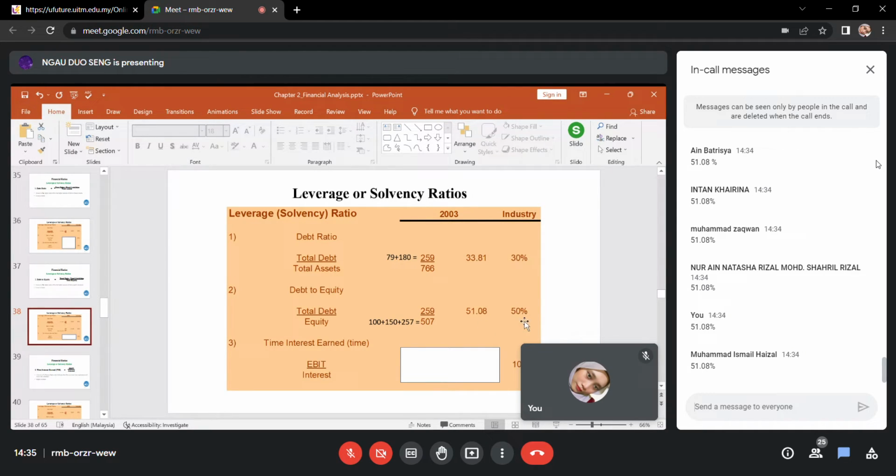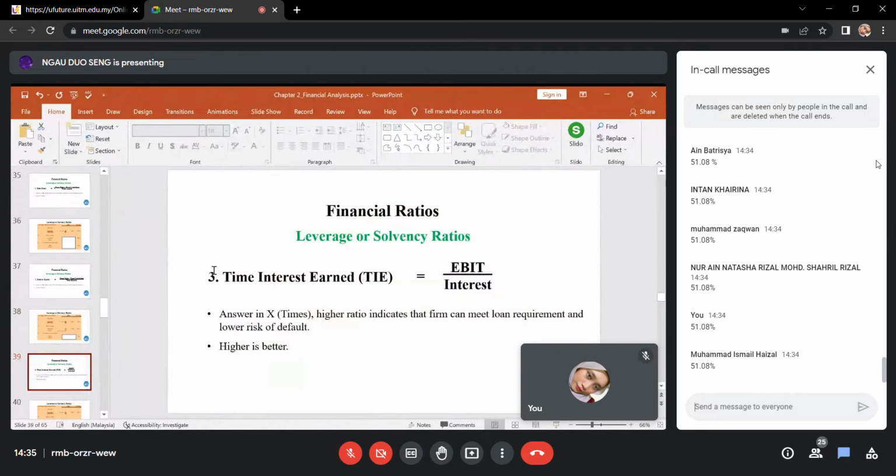It is not good as compared to the industry. Last one, we have the time interest earned. So time interest earned, the TIE, will be EBIT divided by interest. Both are also in the income statement or profit and loss.